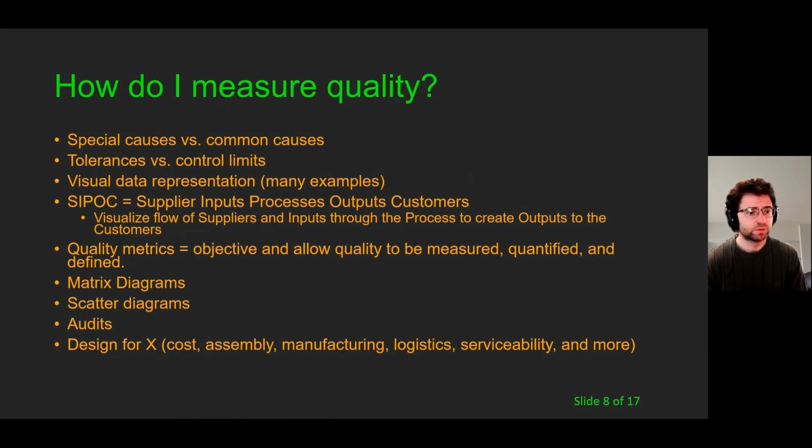A good framework to also measure quality is what is sometimes referred to as the cyclical economy, and in the PMI world, they call it SIPOC: supplier, inputs, processes, outputs, customers. It's basically a visualization of how the flow of raw material as well as data. We're not just talking about tangible materials here. We're also talking about intangibles, right?